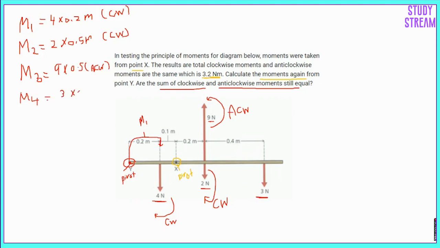0.9 multiplied by 3. Now we know whether this one is going to be clockwise or anti-clockwise. This one is clockwise. So if you sum all the clockwise, you have 1, 2, and 3. Is it going to be equal to the anti-clockwise? One second. I want you to sum the moments in the clockwise direction, which is the sum of M1, M2, and M3, and tell me the answer.